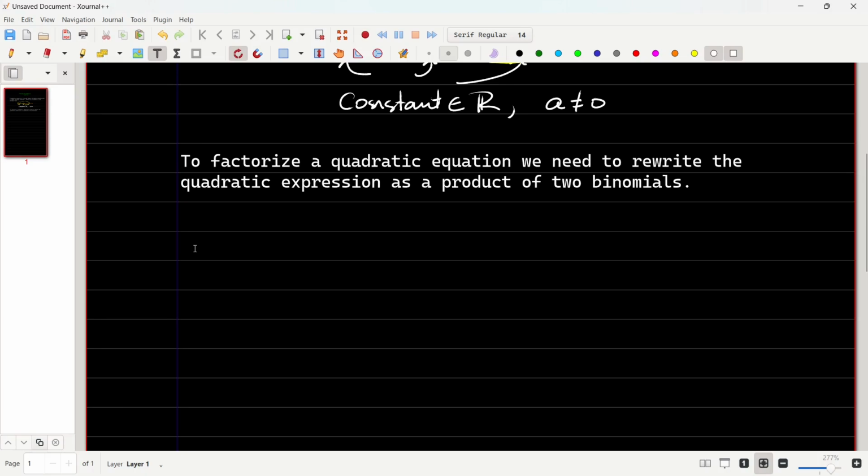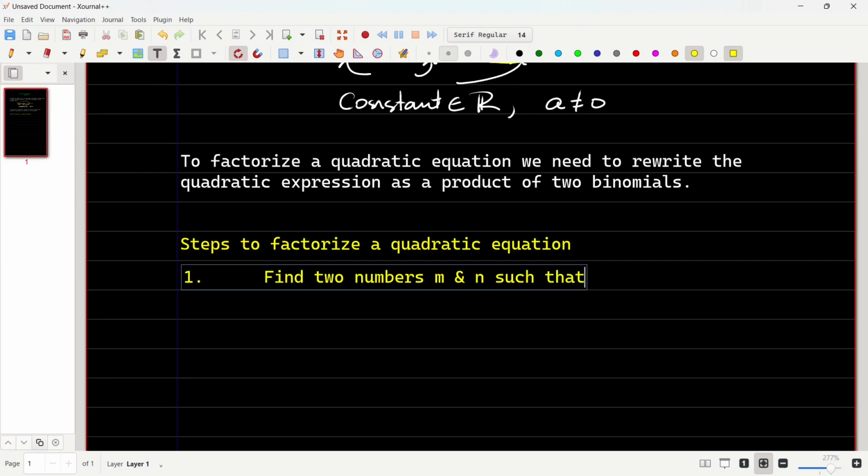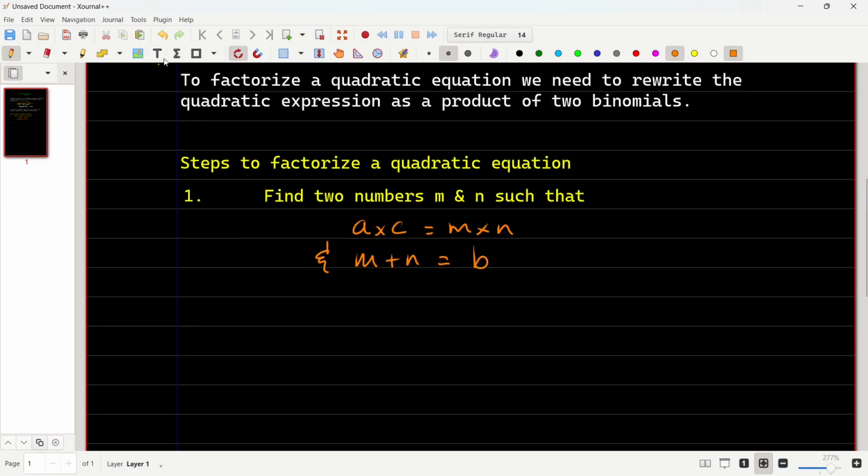So let me outline these steps now. Steps to factorize a quadratic equation. All right. The first one, find two numbers m and n such that a times c is equal to m times n, and also m plus n is equal to b. So we need to find two values, m and n, such that when we multiply them, we'll get the same answer as if we multiply a by c. And also if we add them, we get the same result as b, right? Then we continue from that.